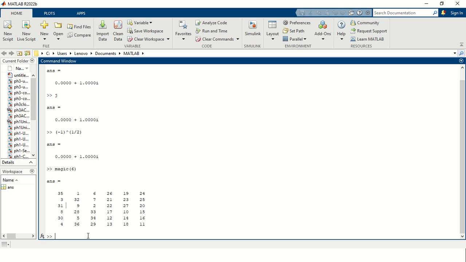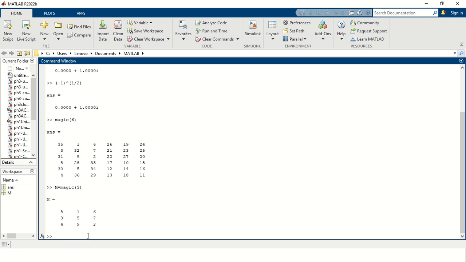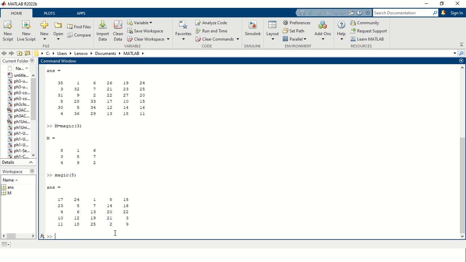For example, I am taking M is equal to magic 3. A 3 by 3 matrix is generated. Here magic 6 we have taken, so what is the greatest value in this matrix? It is 36. With magic 3, the greatest value is 9. For better understanding I will take another one, magic 5. What is shown? 25 is the greatest value here.